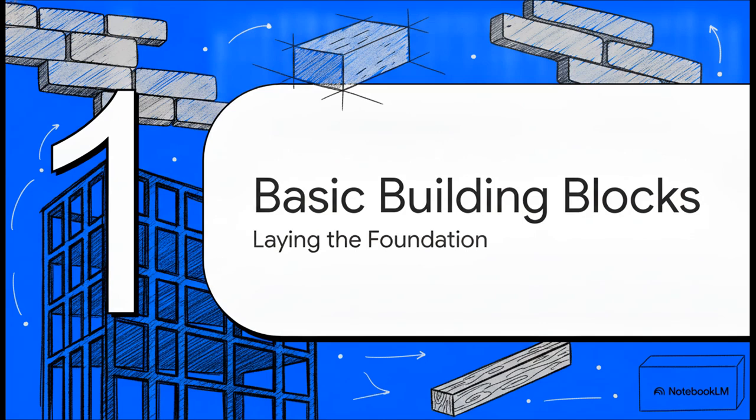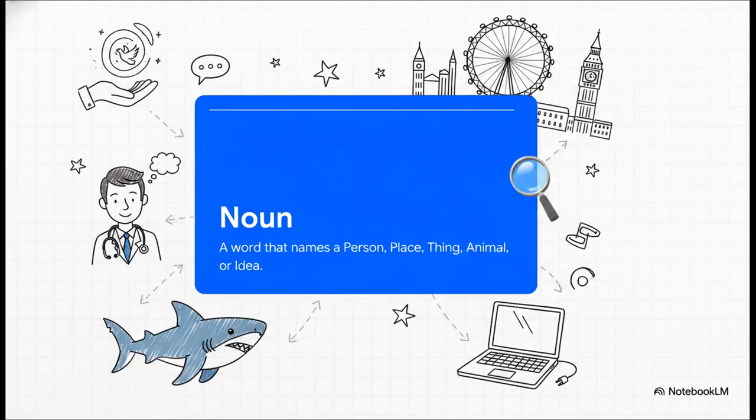All right, part 1. The basic building blocks. Okay, we absolutely have to start at ground zero here. A noun is a word that names a person, place, thing, animal, or idea. I know, it sounds super basic, but think about it. Without these core identifiers, whether it's doctor, London, computer, shark, or even peace, we simply wouldn't know who or what we're talking about. They're the literal anchors of every single thought we communicate.